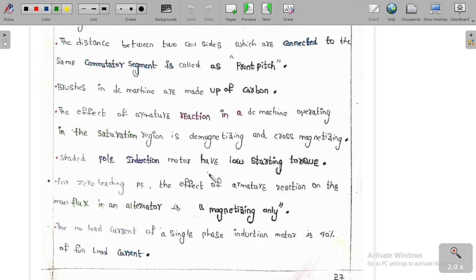It is basically a self-starting motor. But still it has a low starting torque compared to other single phase induction motors.